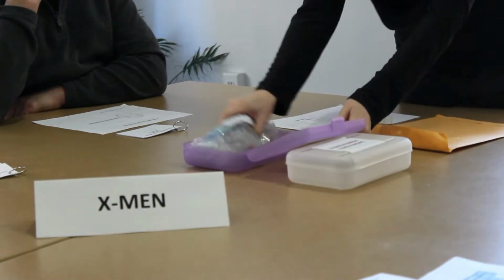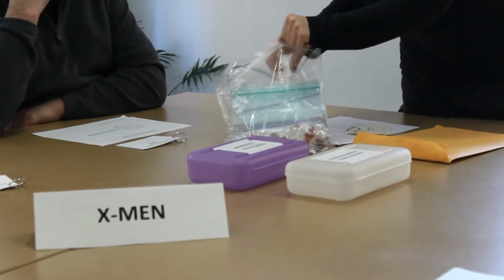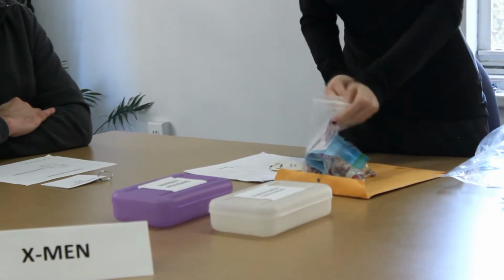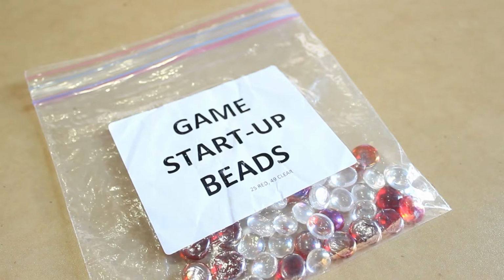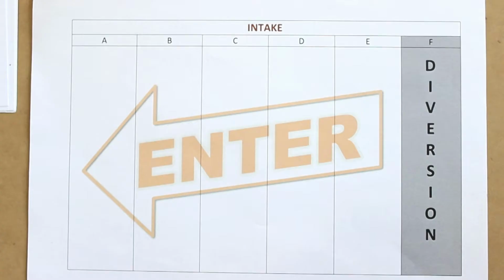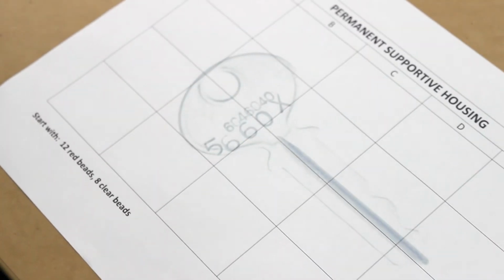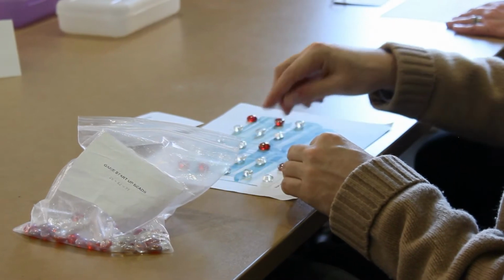Each table should have 2 bins placed in the center, one for market housing and one for unsheltered homelessness. Each table should also have a bag with several smaller bags full of beads. Locate the bag labeled Game Startup Beads. Each game board, except Intake and the Scorekeeper, has a number on the bottom left-hand corner explaining how many red and clear beads they should place on their board from the startup bead bag.